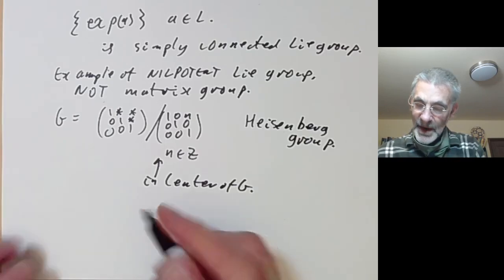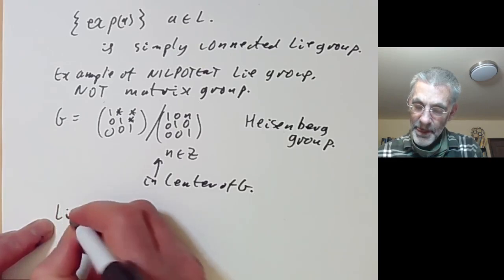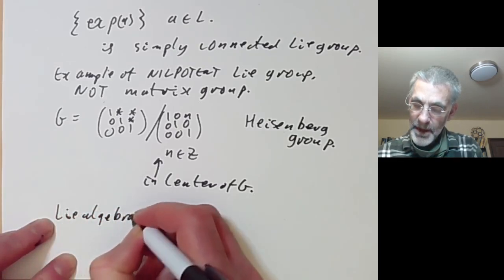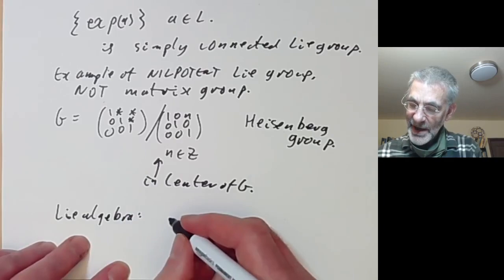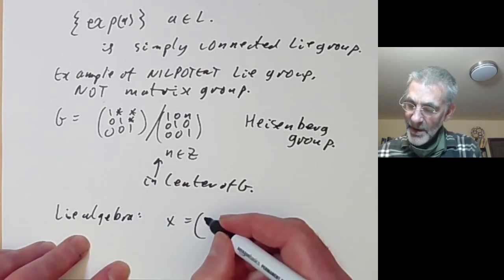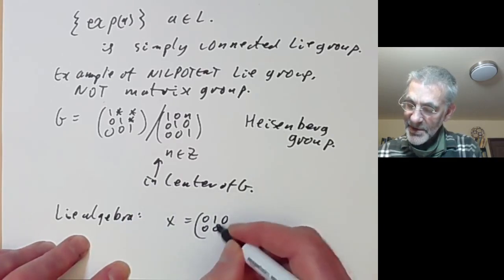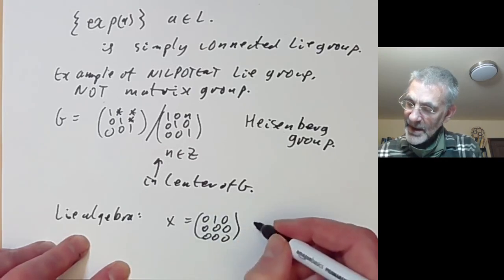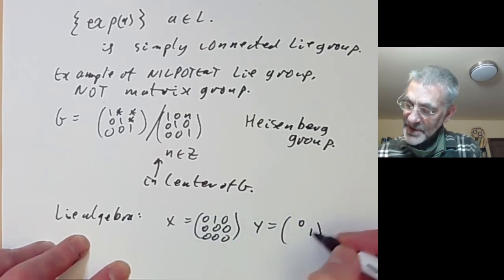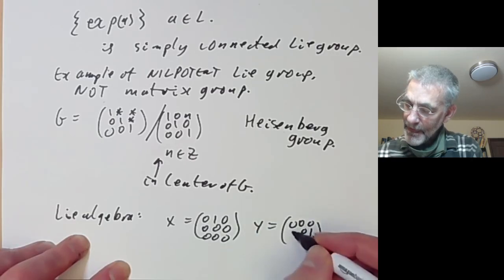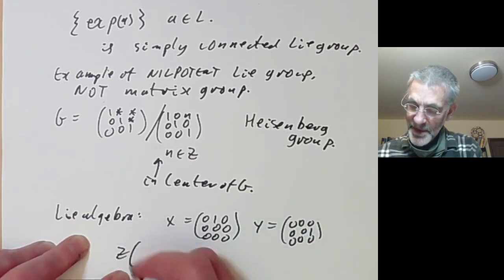And let's look at the Lie algebra. Well, the Lie algebra is spanned by three elements. Let's take x to be 0, 1, 0, 0, 0, 0, 0, 0, 0, and y to be this matrix with a 1 there, and z to be the last one, which is 0, 0, 1, 0, 0, 0, 0, 0, 0.